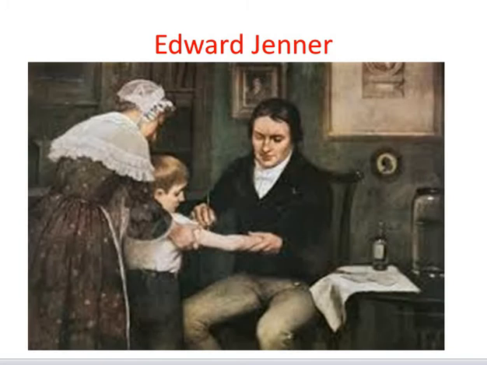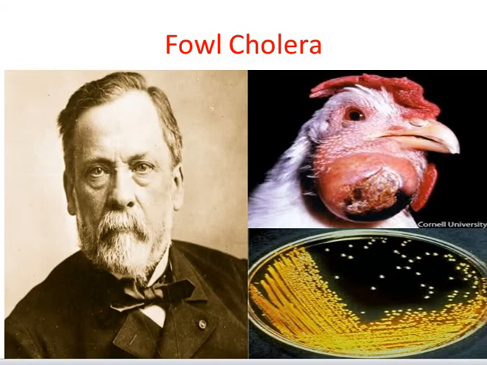As so often happens in science, serendipity combined with astute observations led to the next major advance in immunology, the induction of immunity to cholera. Louis Pasteur had succeeded in growing the bacterium that causes fowl cholera in culture and confirmed this by injecting it into chickens that then developed fowl cholera.